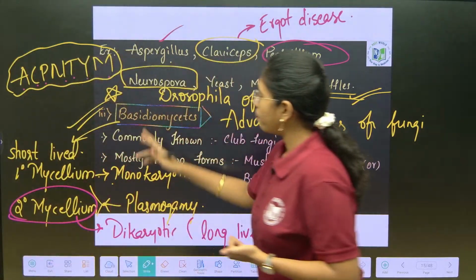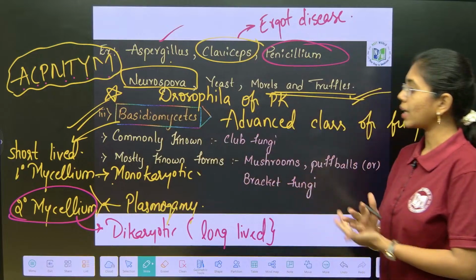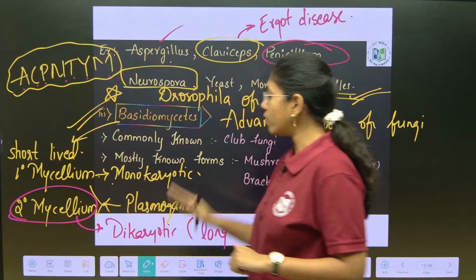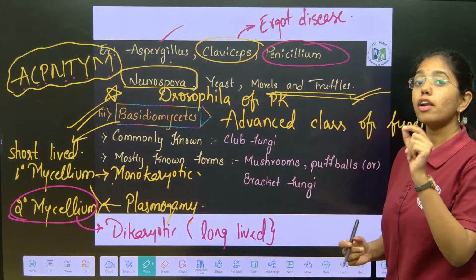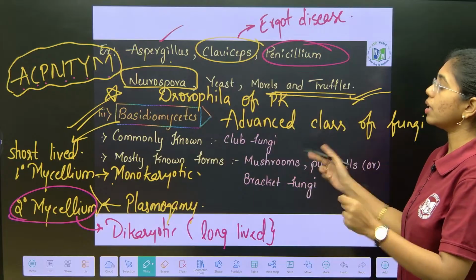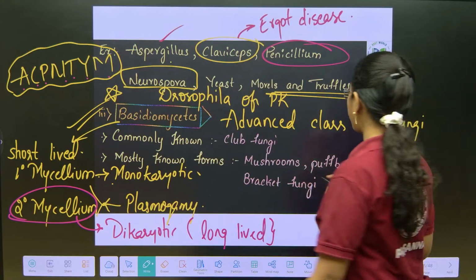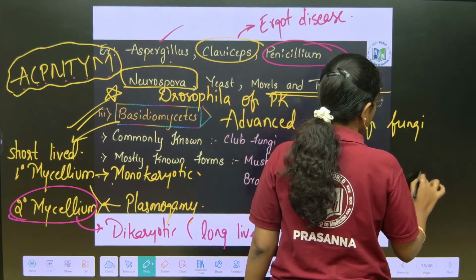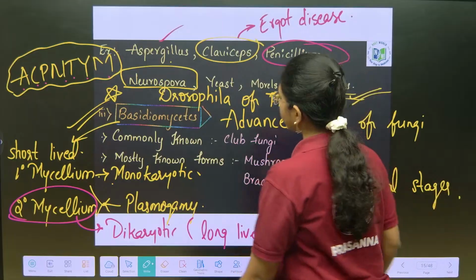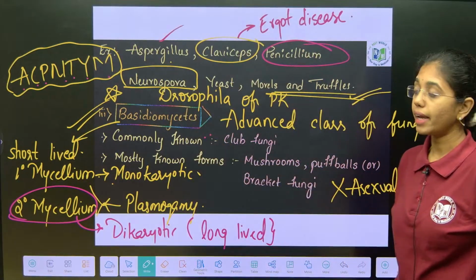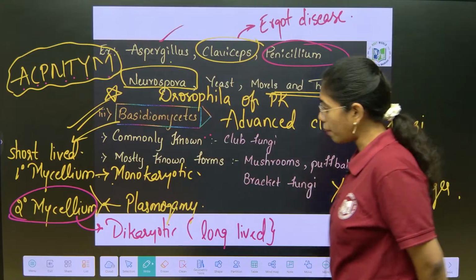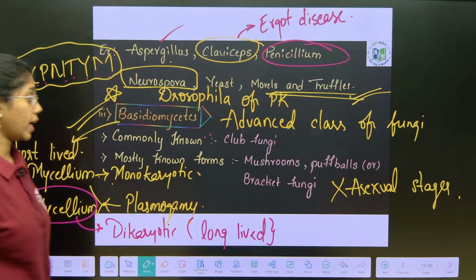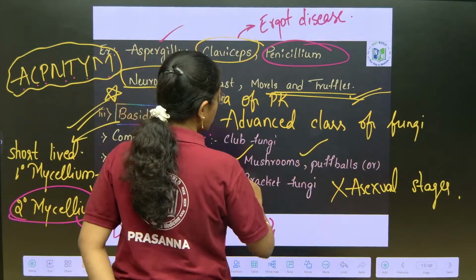Fine. So, Basidiomycetes is the most advanced class of the kingdom fungi because it has a short-lived primary mycelium and long-lived secondary mycelium, and there are no asexual stages in the Basidiomycetes. No asexual reproduction or asexual stages in its life cycle. That is the reason it is called the advanced class of fungi, and it is most commonly called club fungi. Mostly the known forms of Basidiomycetes include mushrooms, puffballs and bracket fungi.